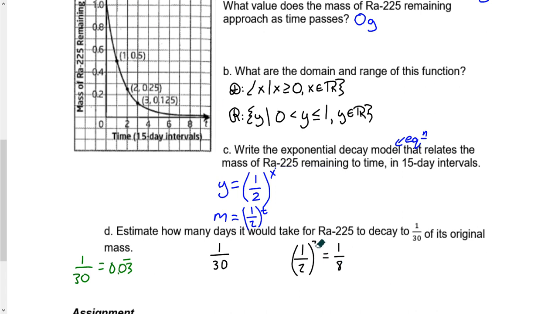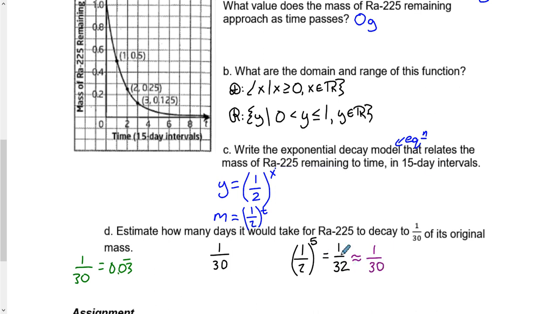1/2 to the power of 4 makes it 1/16. If we go one more step, 1/2 to the power of 5, it would be 1/32. And 1/32 is going to be as close as we can get to the 1/30th.